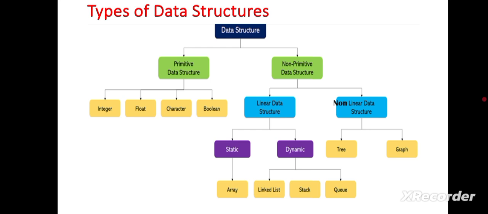Next, moving on to the next slide, we are going to see about the concepts of types of data structure. Data structures are mainly classified into two types. One is primitive data structure and another one is non-primitive data structure. Non-primitive data structures are divided into two types. One is linear data structure and another one is non-linear data structure.